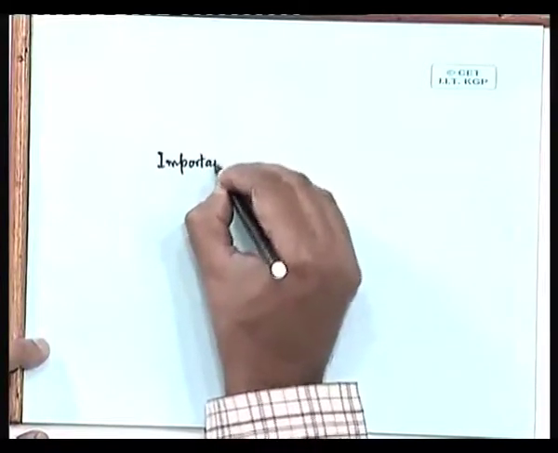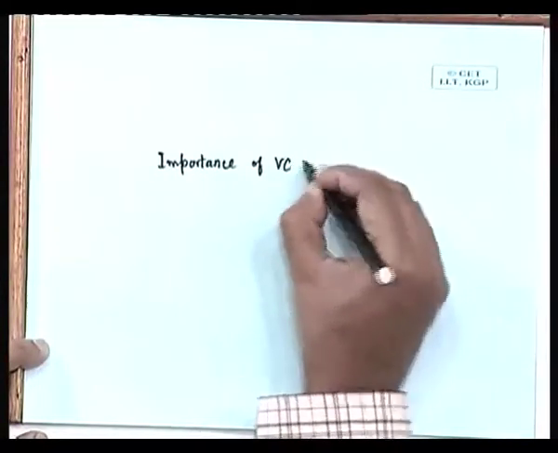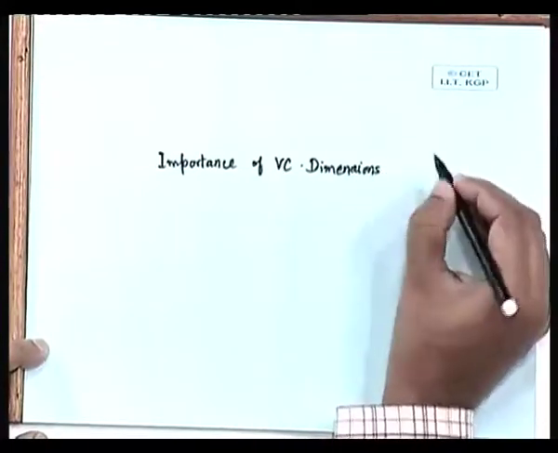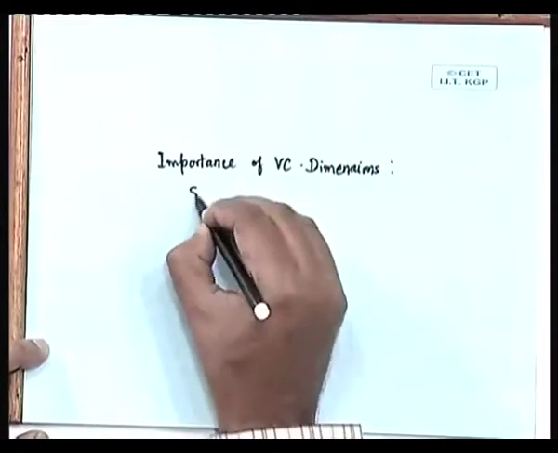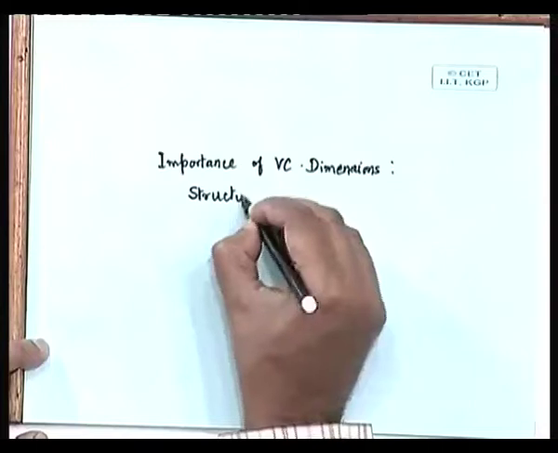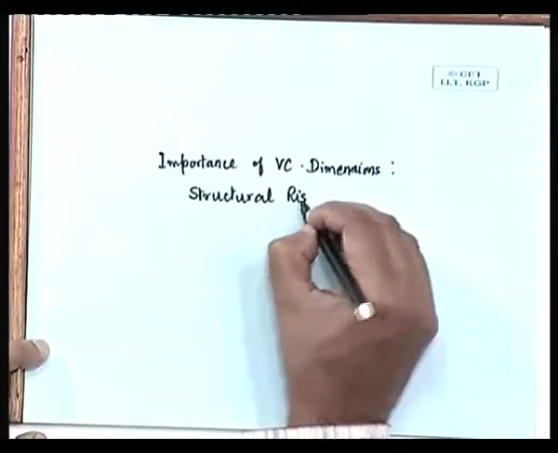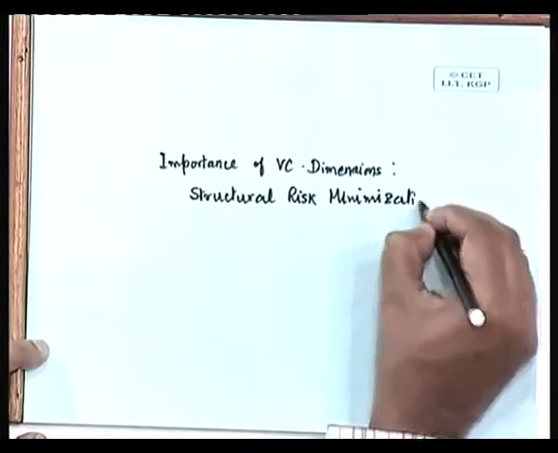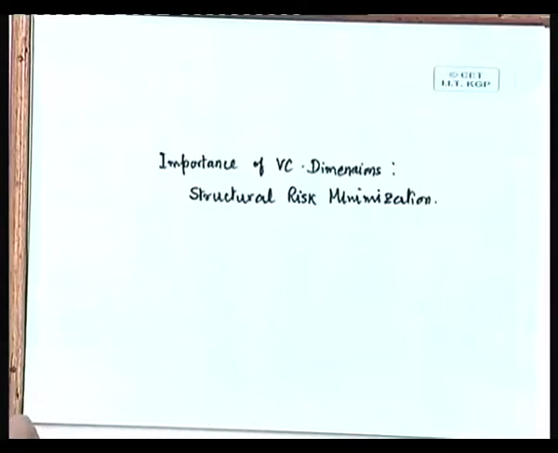So we begin today's lecture with the importance of VC dimensions, and especially we are going to talk about the structural risk minimization. So I trust that in our last lecture the actual concepts of VC dimension has gone into your mind properly.